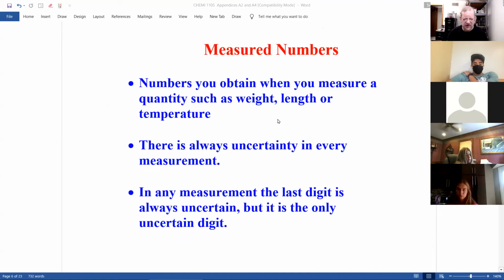Now, when you measure a number, like how long is something, how much does something weigh? Numbers you obtain when you measure a quantity such as weight, temperature, length. There's always uncertainty in every measurement. And I'll explain what this uncertainty means. I'll show you in a second, maybe more than a second. In any measurement, the last digit is always uncertain, but it's the only uncertain digit. And what do we mean by that?